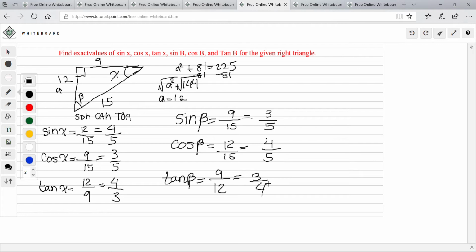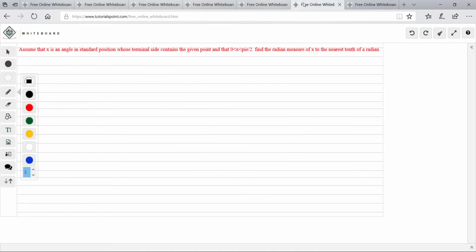Let's do another one. Okay, so it says, assume that alpha is an angle in standard position whose terminal side contains the given point, and that alpha is between 0 and pi halves. Find the radian measure of alpha to the nearest tenth of a radian. So they were given this point, square root of 5, comma 1.